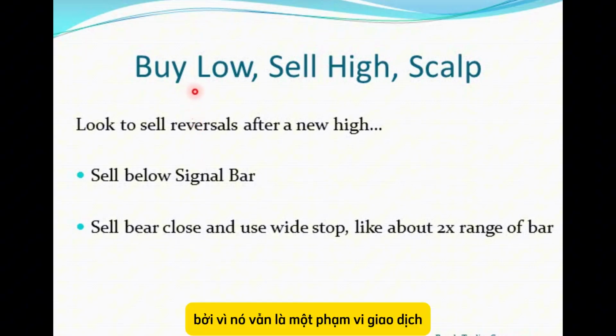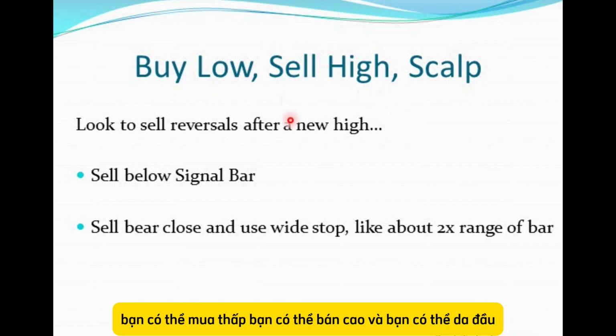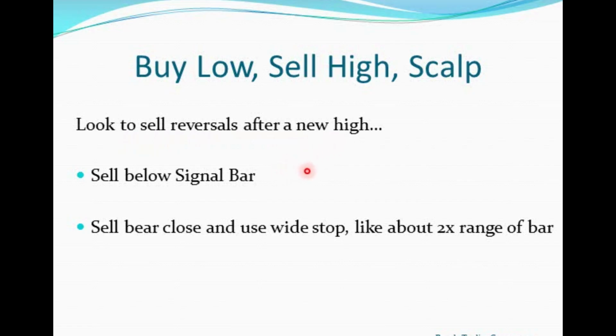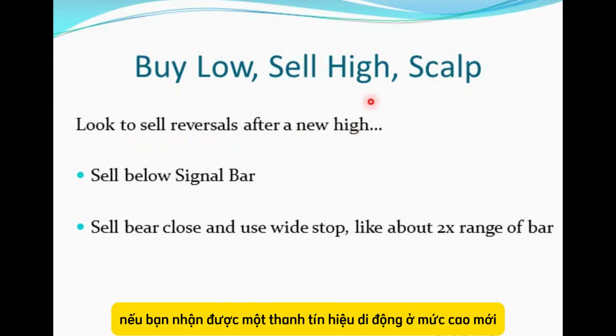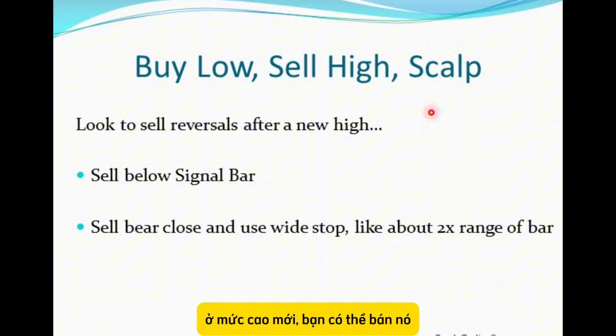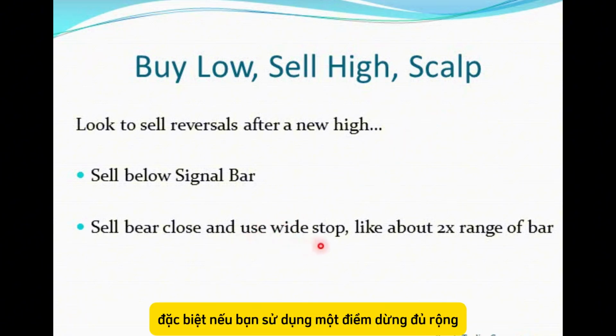Because it still is a trading range, you can buy low, you can sell high, and you can scalp. And that includes selling reversals after every new high. If you get a sell signal bar at a new high, you can sell below it. And if you even get a pretty strong bear close at a new high, you can sell it, especially if you use a wide enough stop, like maybe 2 times the range of the bar.